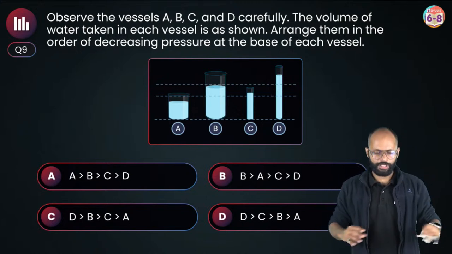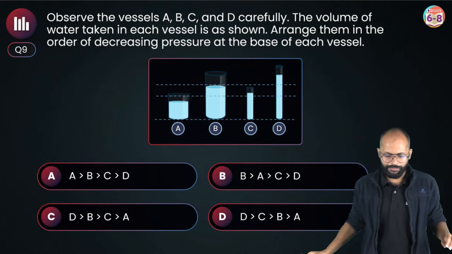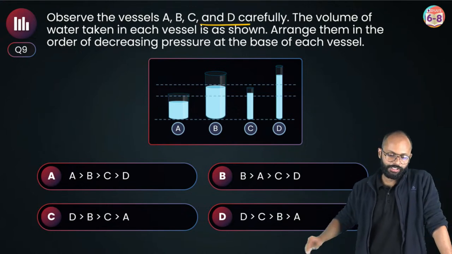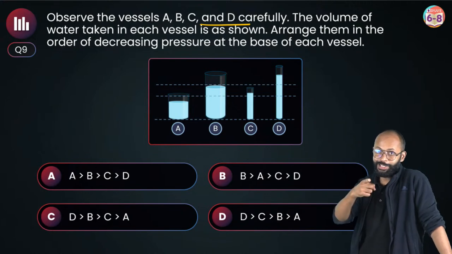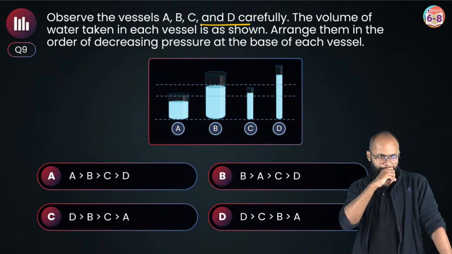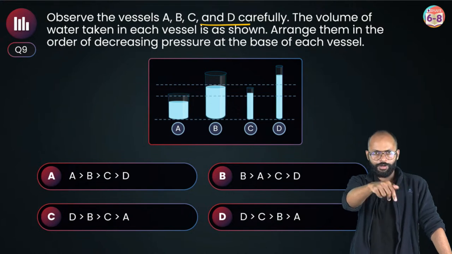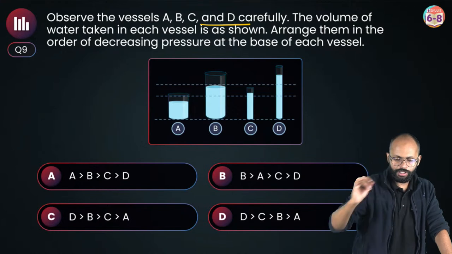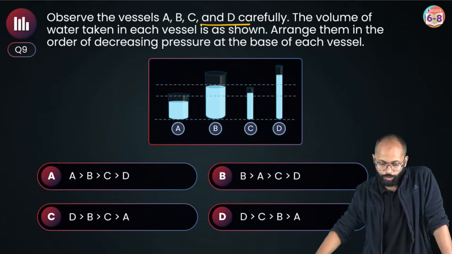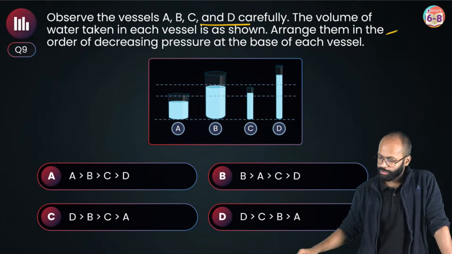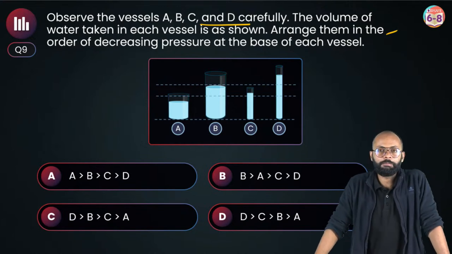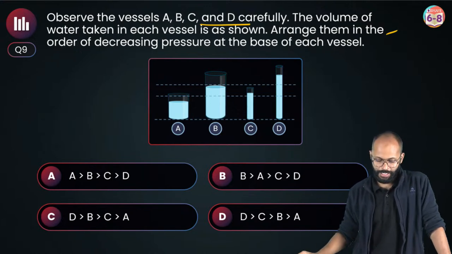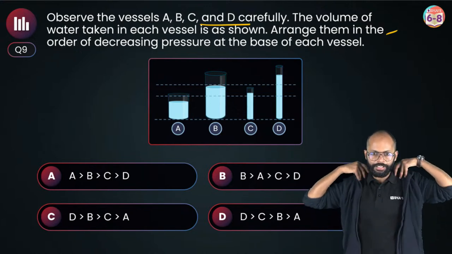Question number 9. On your screen. Observe the vessels A, B, C and D carefully. This is a good question because I explained it to you right now. And I think right now we can't have a poll because my friend over here is not there. So you can answer in the chat. The volume of water taken in each vessel is as shown. Arrange them in the order of decreasing pressure at the base of each vessel. Decreasing pressure.